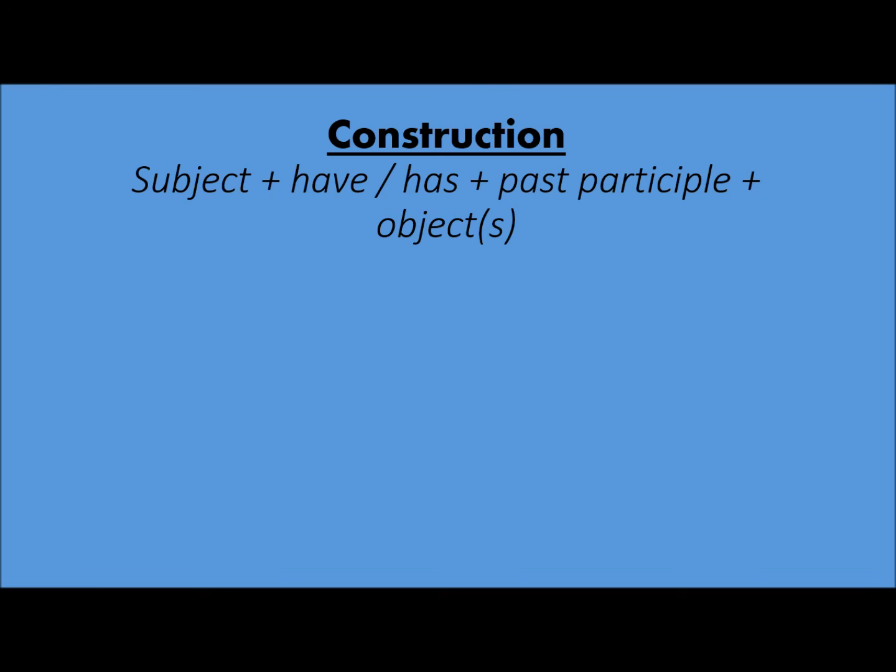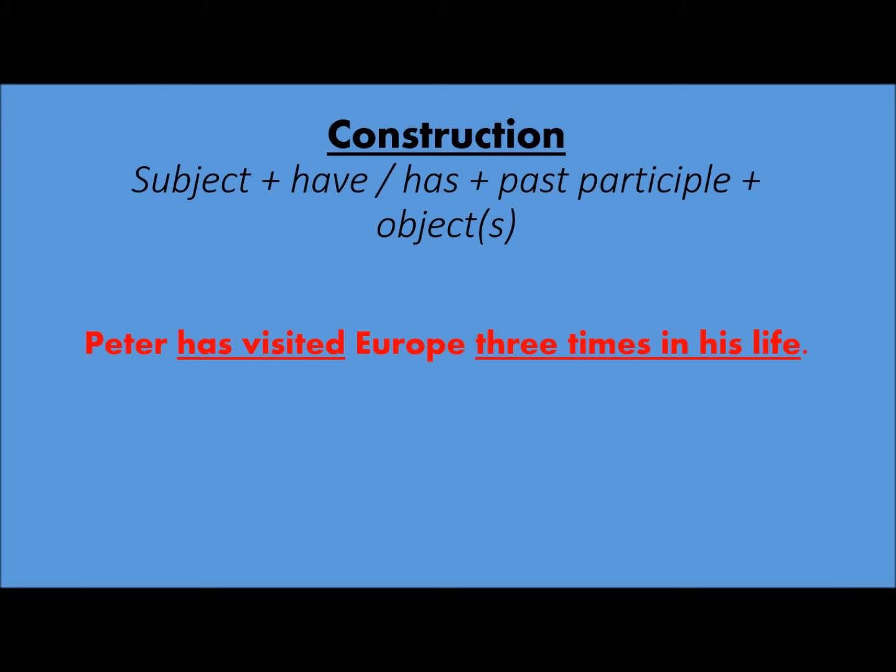How do you make the construction with the present perfect to communicate non-specific time in the past? Start with your subject, use your helping verb have and has, add your participle and your object. Let's look at an example. Peter has visited Europe 3 times in his life.